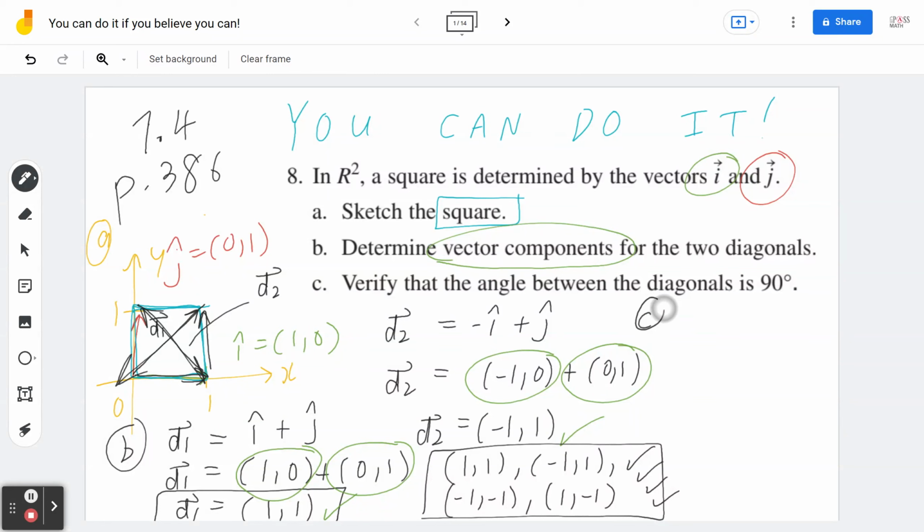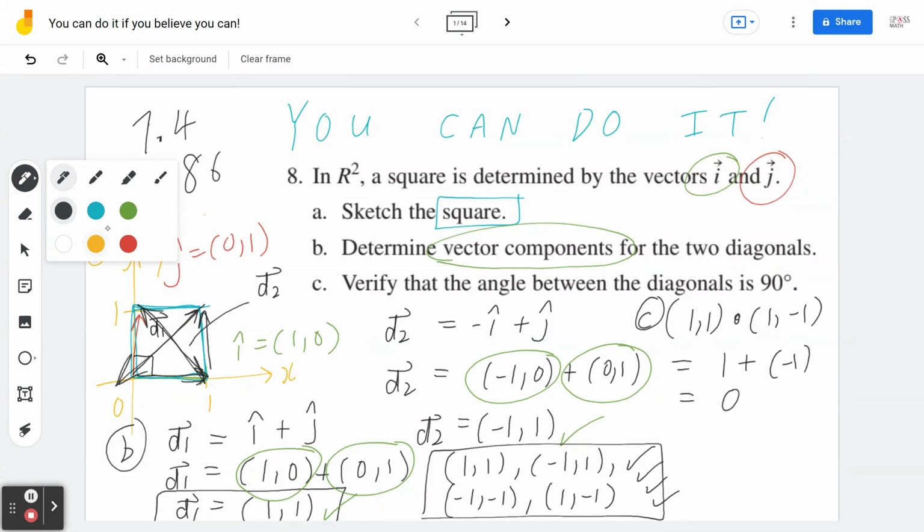Part C, verify that the angle between the diagonals is 90 degrees. First of all, we know that because by definition, a square has four 90 degree angles in it. And of course, you can apply the dot product. What I am going to show you is one case, but there are 4 cases that you can demonstrate. For example, you can take (1, 1) dot (1, -1). This is going to be 1 times 1, which is 1, plus 1 times -1, which is -1, which is 0. So this implies the diagonals are 90 degrees apart.